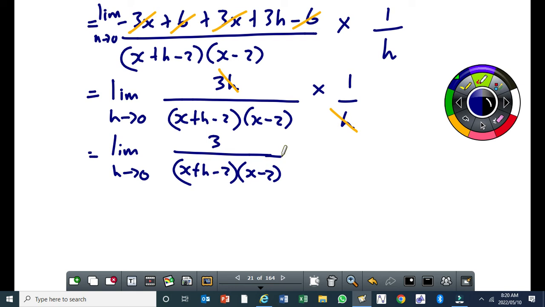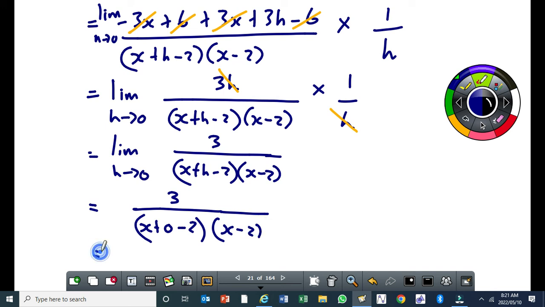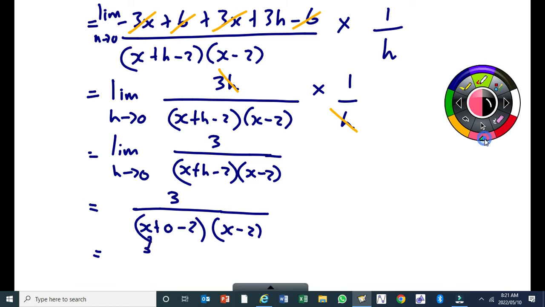Then, now I'm going to substitute h equal to 0. Okay? So it means that this will become 3 divided by x plus 0 minus 2 times x minus 2. So my final answer is going to be, the final answer, I'm going to write it in red. Okay, that should be 3 divided by x minus 2 all squared.